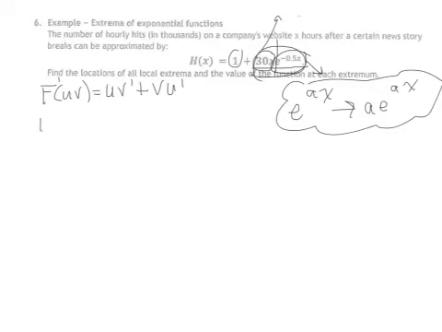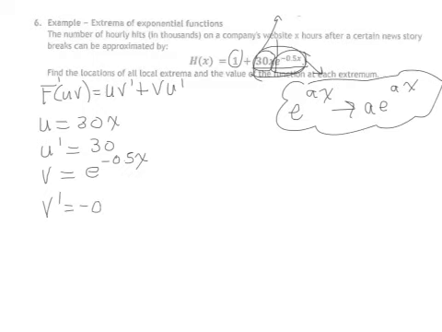So we're going to define u as 30x, and u prime, the derivative using the power rule, is simply 30. We're going to define v as e to the negative 0.5x, and v prime will be negative 0.5 e to the negative 0.5x.